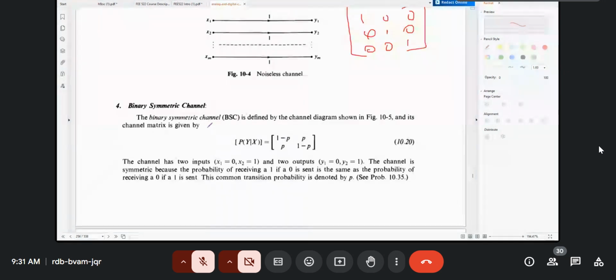And you can see we call it symmetric, because the probability of getting a 1 when you send a 0 is equal to the probability of getting a 0 when you send a 1. Because this P is the error probability, the probability of getting the wrong bit. So 1 minus P is the probability of getting the correct bit. So the common transition probability is denoted by P.